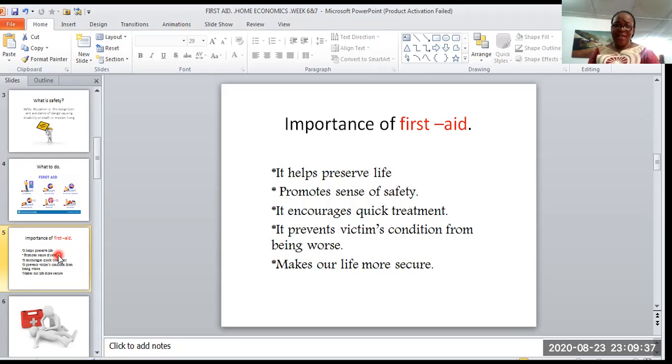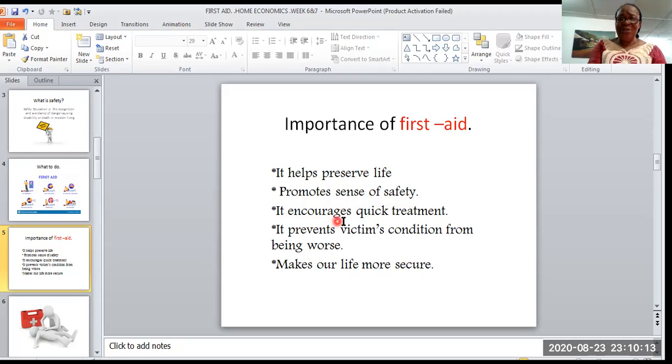Do you understand? It promotes a sense of safety. Everybody around feels safe. Why? Because there is a first aider or a first aid room for the workers, the school, for the children, for any injured victim.